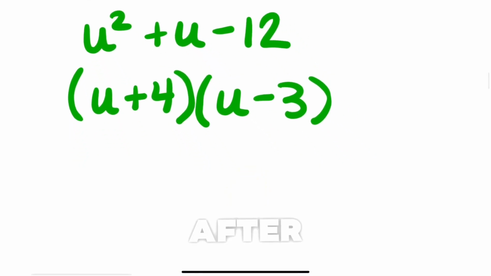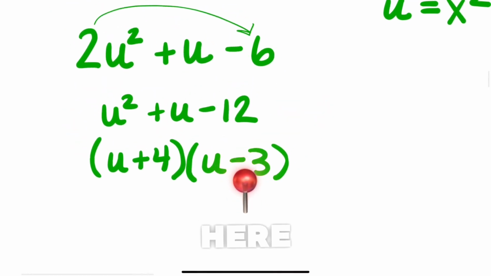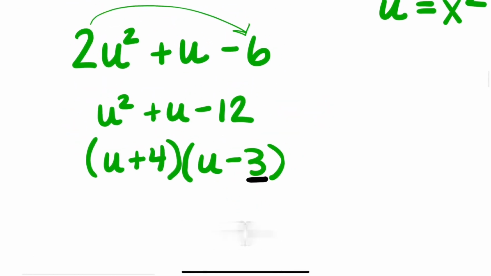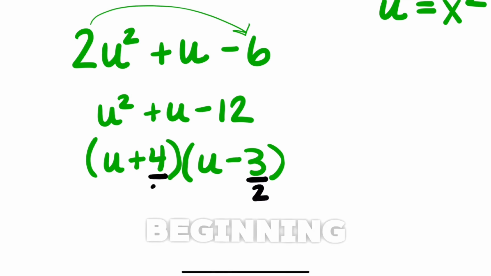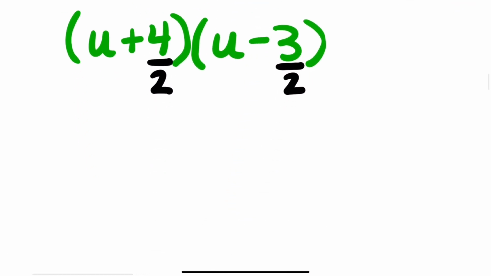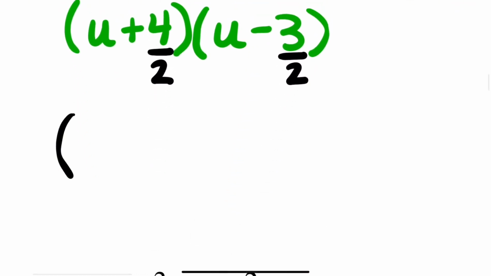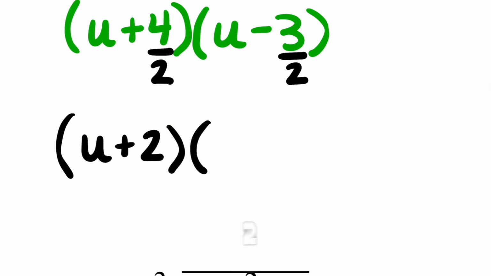Okay, after you slip, you have to slide. So you can't just stop here. We are now going to divide by the 2 that we slipped in the beginning. Okay, so now we have u plus 2 and 2u minus 3.